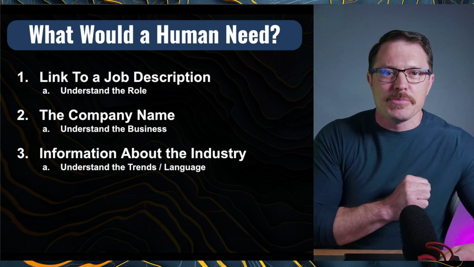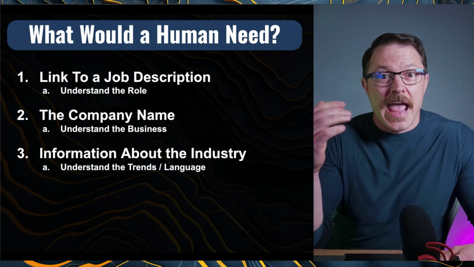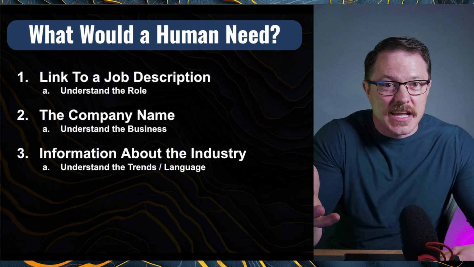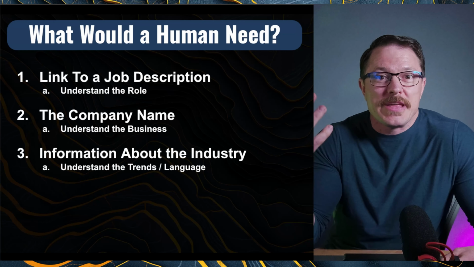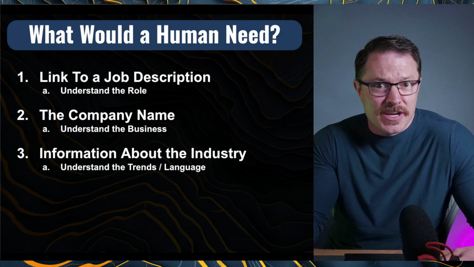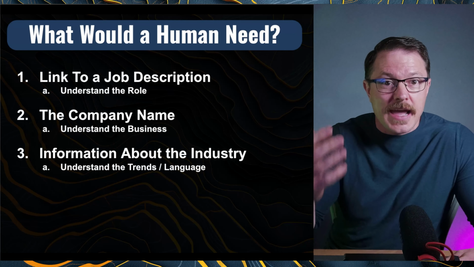So, as always, we're going to start the same way we always do by thinking about what would a human need in order to accomplish this mission that we want to do today. So, what would a human need in order to analyze a job description and understand a company? Well, quite simply, they'd need a link to that job description. They need a way to actually consume it and read it and understand it. They'd also need to know what company you're applying for, because we're going to go out and do some research on that company, everybody.